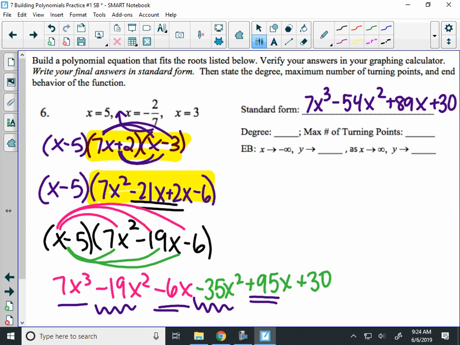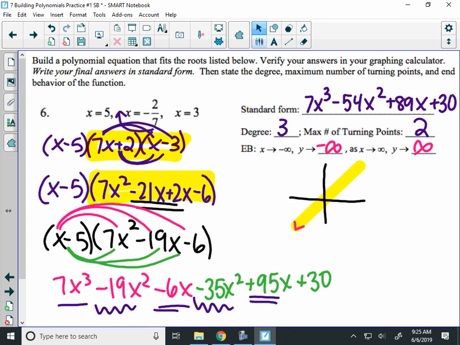The degree here, the highest exponent, is 3. It's called cubic. That means you can have 2 turning points. And for the end behavior, you can graph this if you need, but because it's an odd degree, the arrows are going to go in opposite directions. It has a positive leading coefficient, so the arrows are going to have a positive trend. That means on the left, your arrow is going to go down towards negative infinity, and on the right, you're going to go up to positive infinity. You can always check your work, graph your factored and your standard form to either help you with the end behavior or to see if you did things correctly.